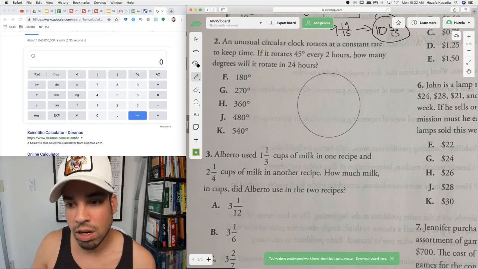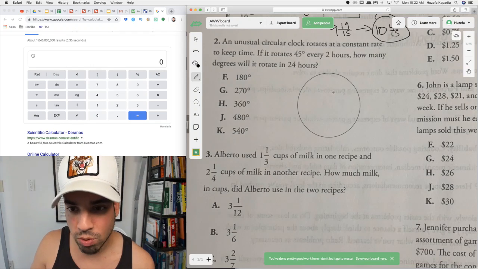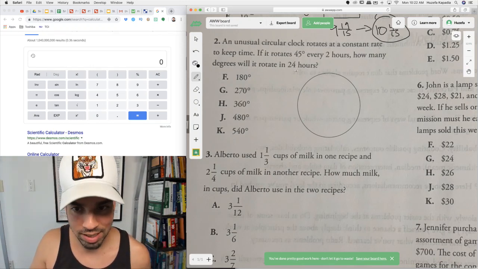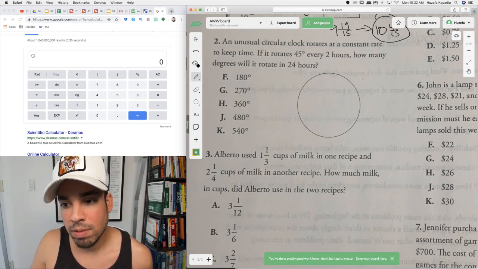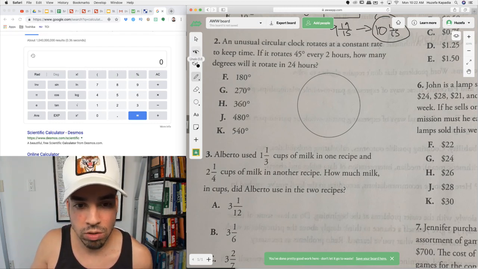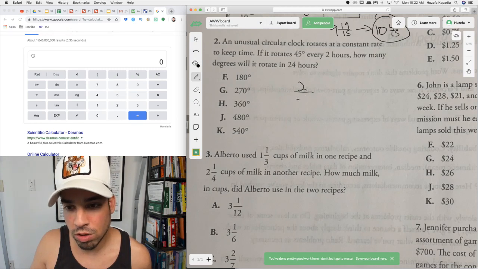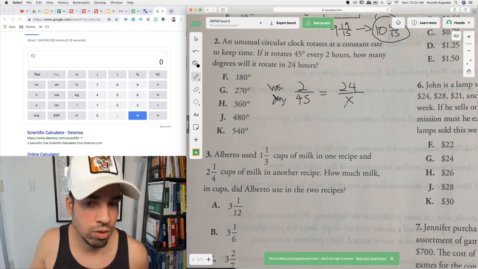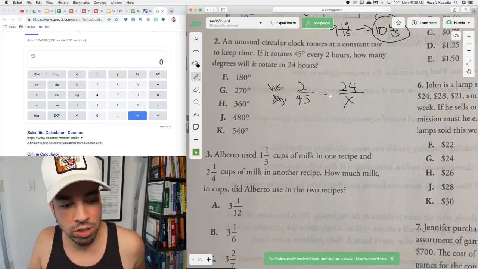An unusual circular clock rotates at a constant rate to keep time. If it rotates 45 degrees every 2 hours, how many degrees will it rotate in 24 hours? Well, we could set up a proportion, and we don't need a circle. We could set up a proportion like this if you want. In 2 hours, it rotates 45 degrees. In 24 hours, right? Hours on the top, degrees on the bottom. It'll rotate how many degrees? We don't know.